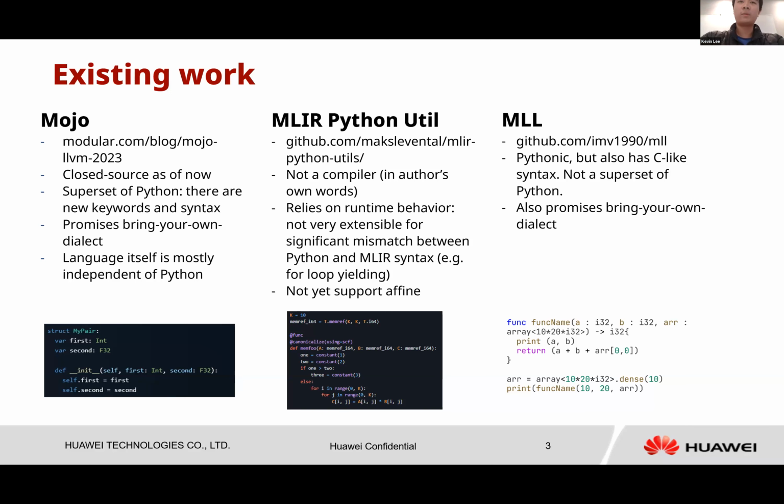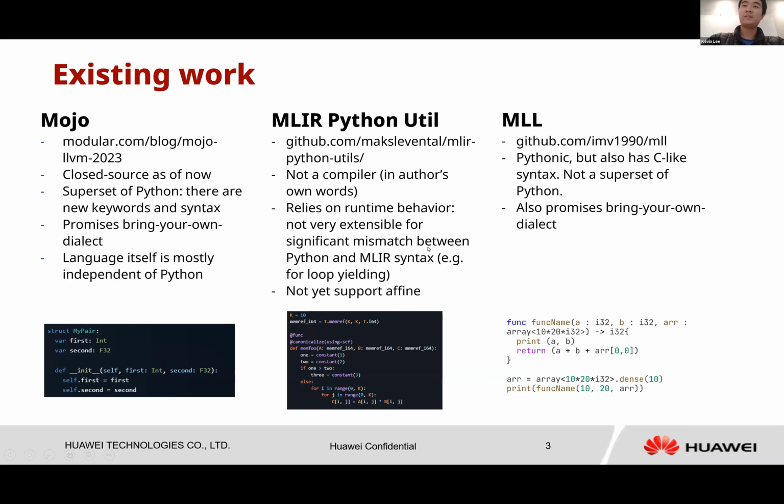Another example that we have come across is the MLIR Python util. I believe it used to be called Nelly, and it's created by the same author as Nelly. In the author's own words, it is not a compiler. It's simply the existing Python binding library with more syntactical sugar, such as additional annotations as well as type hinting, but it is not a compiler, and it relies on Python's own runtime behavior. For example, when you're defining a new constant, you are required to use the constant function, otherwise it wouldn't work.